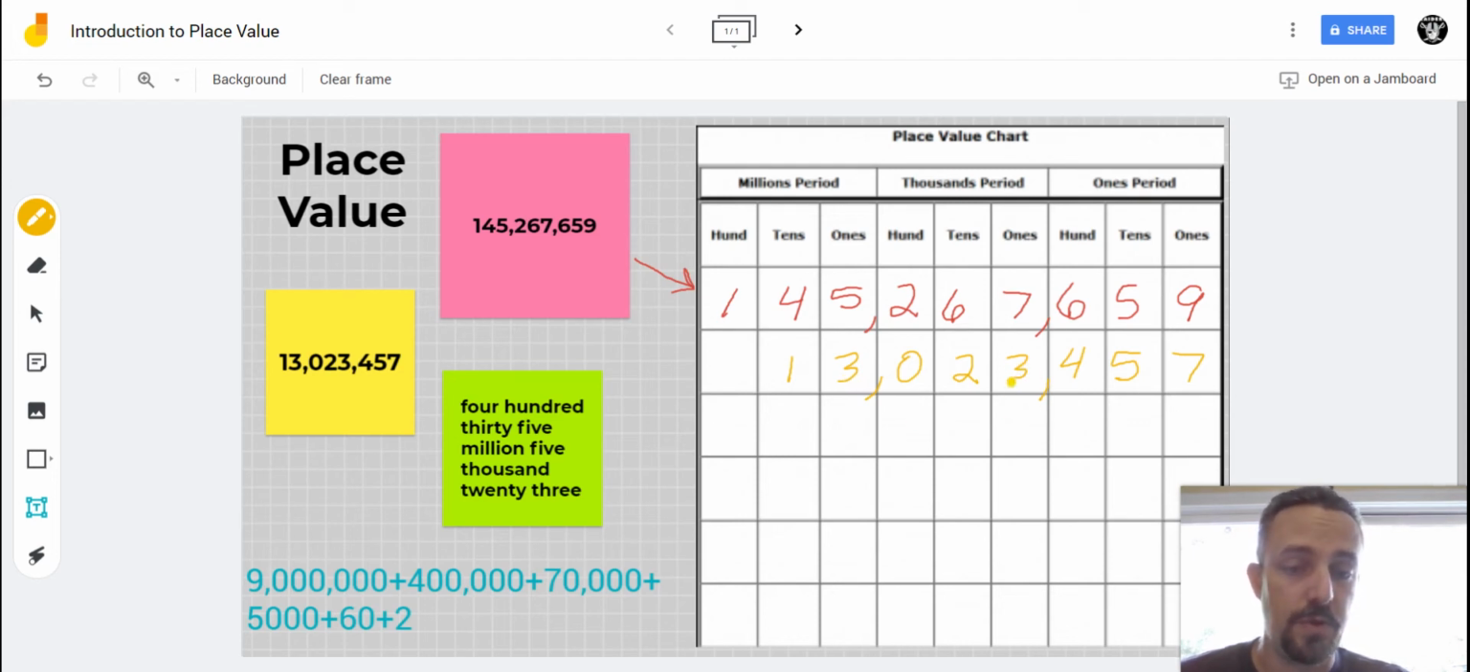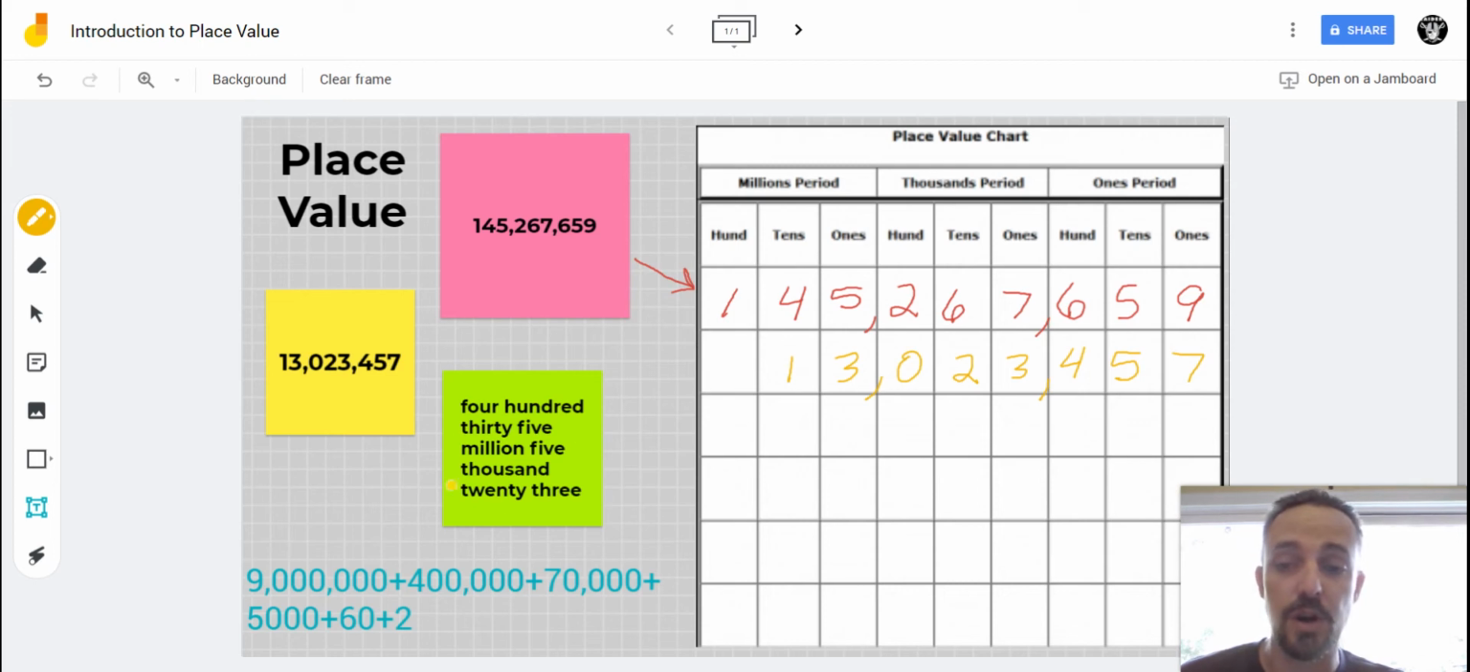This is 3,000, whereas this one is 3 million, right? And you can tell what the value of each digit is based on the place value of it. So this 4 is not a 4, it is 4 hundreds. Okay, and this 2 is not a 2, it is 2 10,000s, which is 20,000. Okay, so that's how you place your numbers in a place value chart, and it helps you understand them.